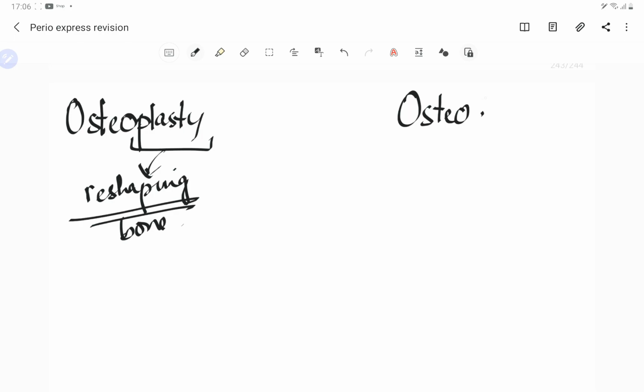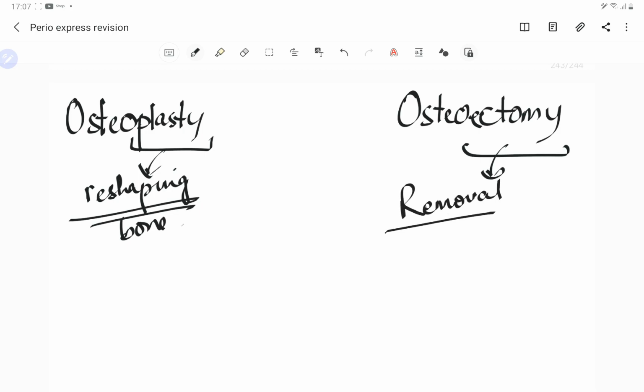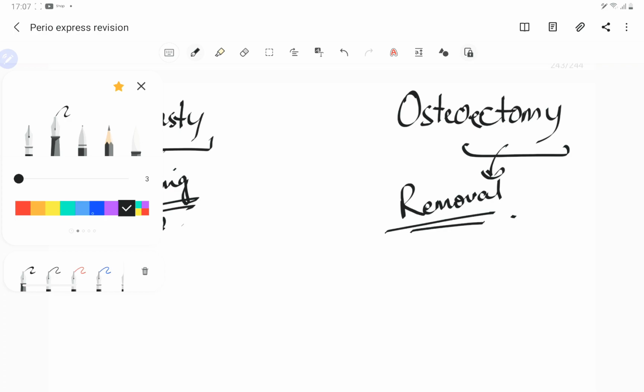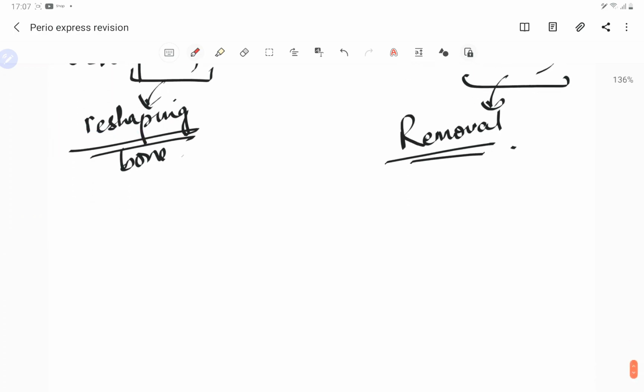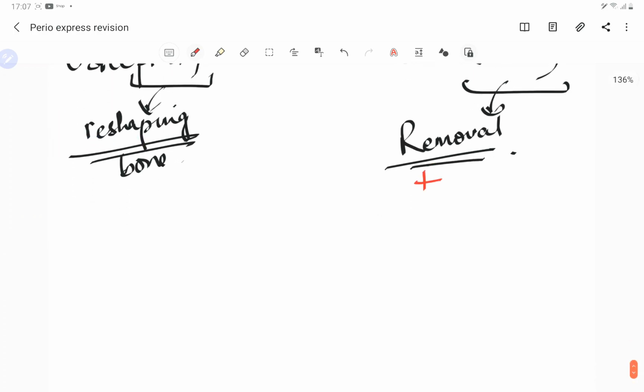But osteectomy means, so ectomy means removal. So what is the difference out here? So in osteectomy procedure, we are dealing with the tooth supporting structure. That means the bone which is surrounding the PDL. So the tooth supporting bone.